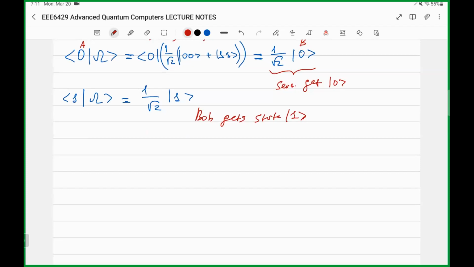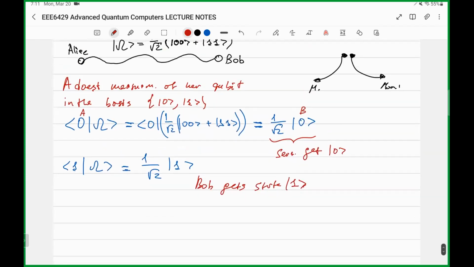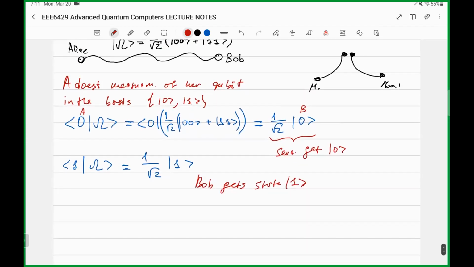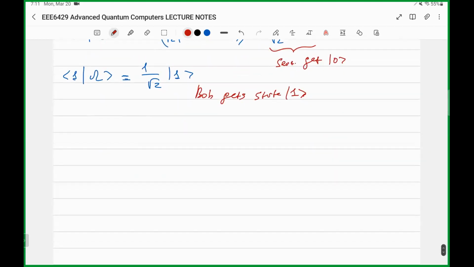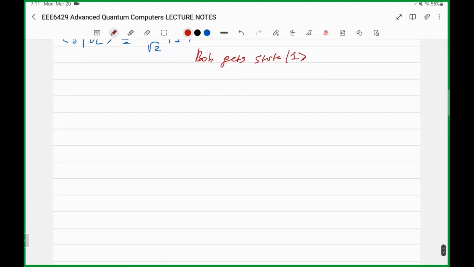So what is the protocol for sending information this way? Let's suppose we have a number of entangled qubits.